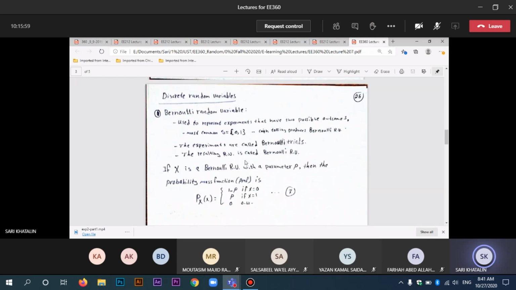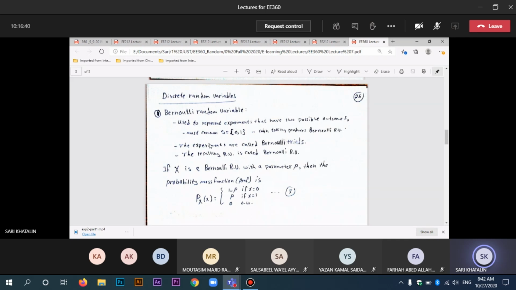Next, we're going to talk about some examples of discrete random variables, on equation 26. The first one is called the Bernoulli random variable. And this is the simplest possible random variable. It represents, as I'm showing here, 2 possible outcomes, and most of the time they are 0 and 1, which is basically like flipping a coin.